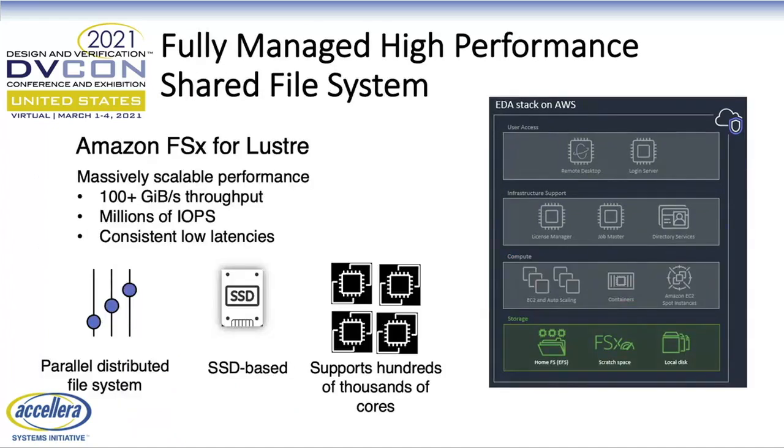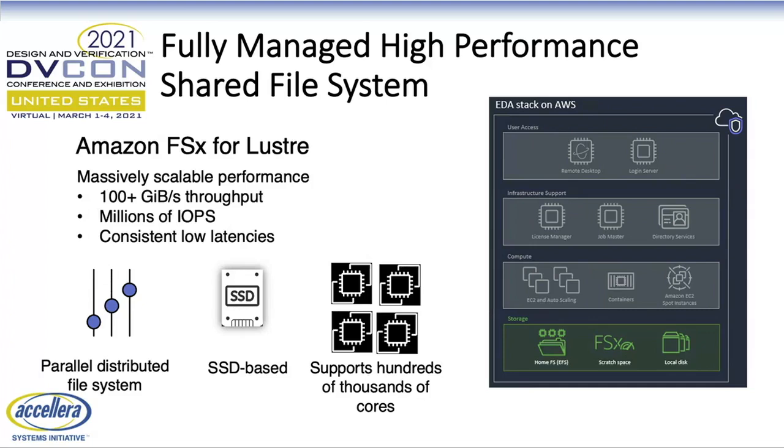So another important piece that I wanted to touch a bit on is the storage side. Typically for storage, we would have different storage services depending on the throughput, the IOPS, and the network performance that's needed out of the file system. So for EDA workloads, we definitely recommend the Amazon FSx for Lustre file system. It offers massively scalable performance that can reach millions of IOPS and hundreds of gigabits per second of throughput with consistent latencies. It's a parallel distributed file system.